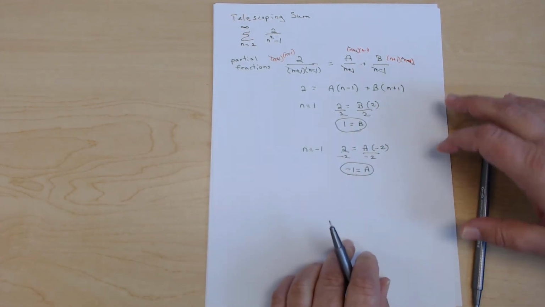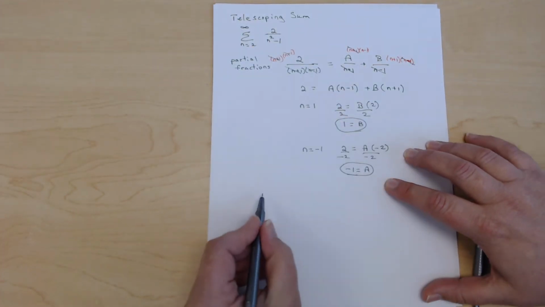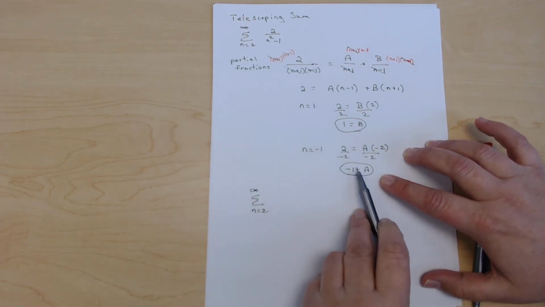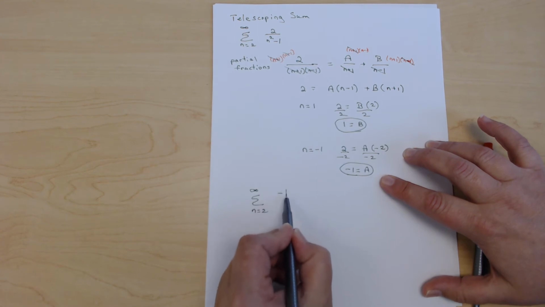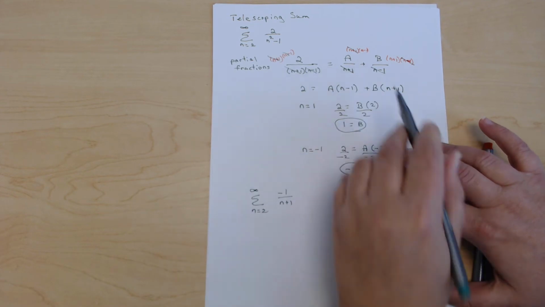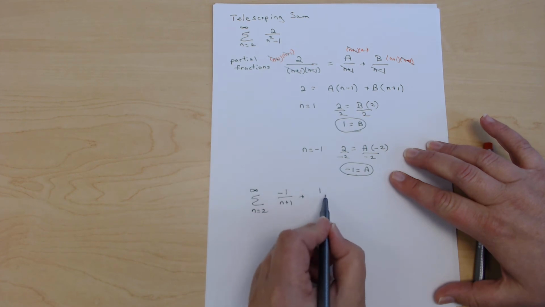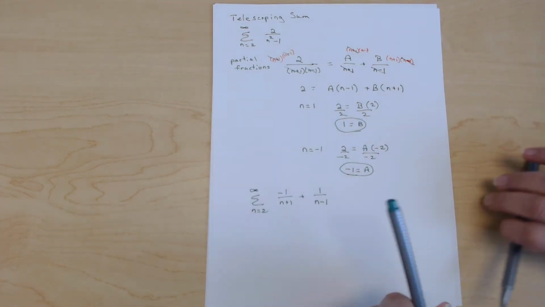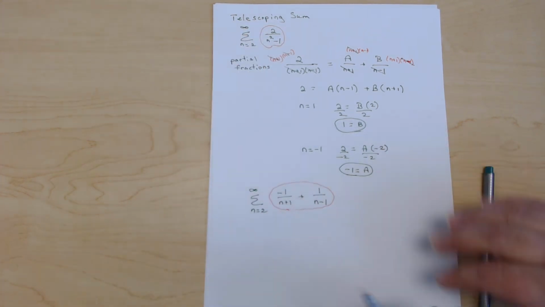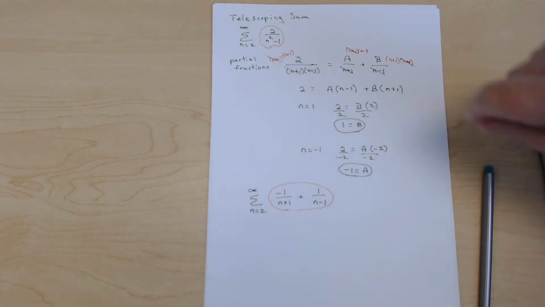So what does that mean? Instead of writing this, I showed that it could equal this. The summation n equals 2 to infinity of a, which is negative 1, so negative 1 over n plus 1, plus b, which is 1 over n minus 1. So this and this are the same thing. If we took the time to get a common denominator and put it all together, it would be this.